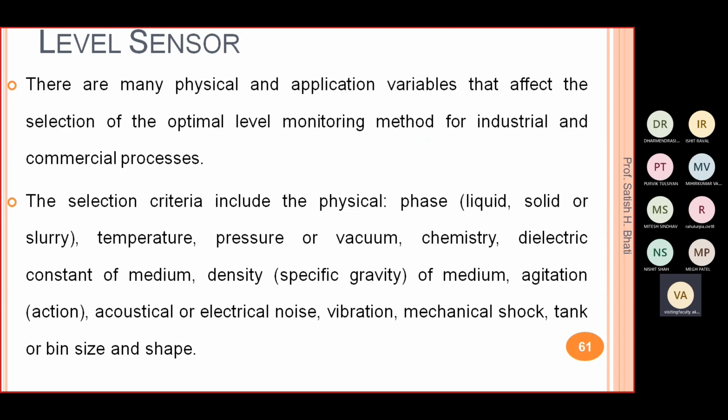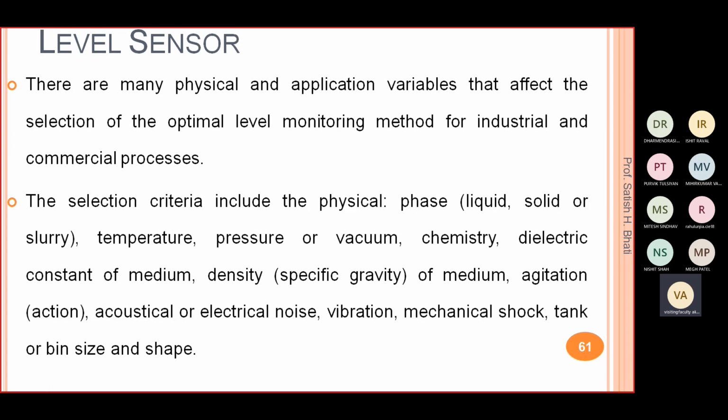So how can you choose a level sensor? You will consider some criteria, and based on that you will select the sensor. Those selection criteria include some physical parameters, like phase, meaning which kind of liquid, solid, or slurry material you are using, for which you want to find the level. Depending on that, you have to select the sensor.